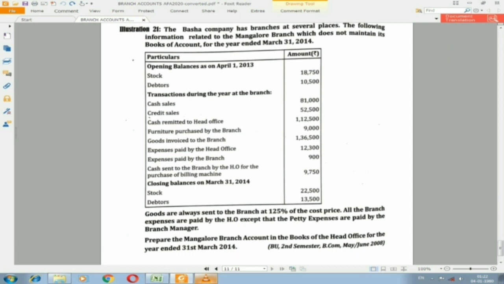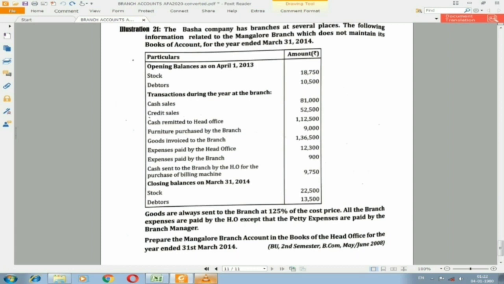Here in the illustration they have given directly what is the amount they are sending to head office, that is 1,12,500 is the amount they are sending directly to the head office. This we are supposed to calculate, even though if they have given cash sales and cash received from debtors. Next, furniture purchased by the branch. It is purchased by the branch itself, that is the reason head office is not going to send any money. This will not be recorded in our bank account. While calculating cash, it will be also considered.